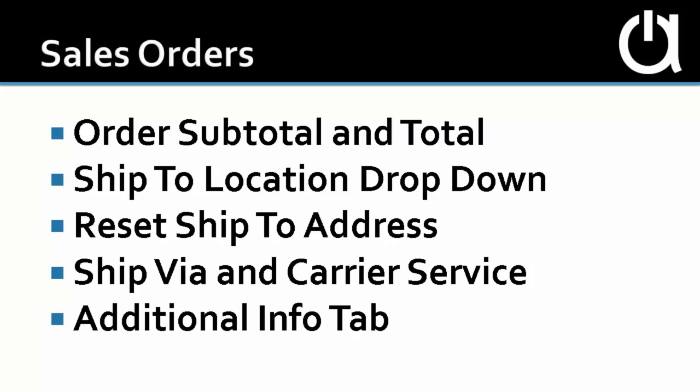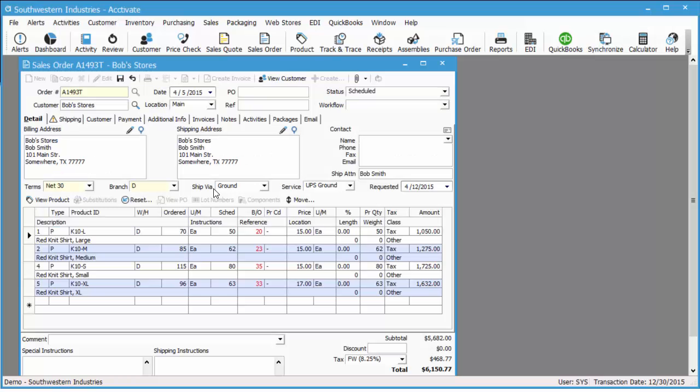Also, you would set up the ship via options in Configuration Manager, so let's go ahead and take a look at that. So now we just have the ship via and the service. So you see the description of the service here, the FedEx next day air, and then you have UPS next day air and early. And also you have the ship vias, which are the generic ship vias.